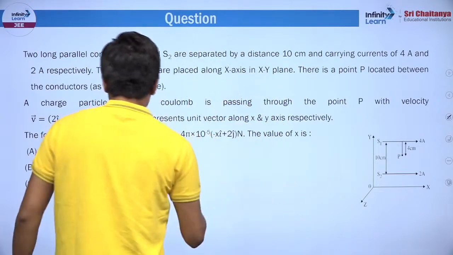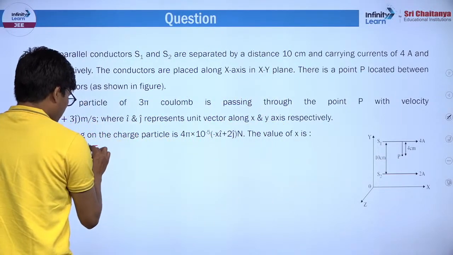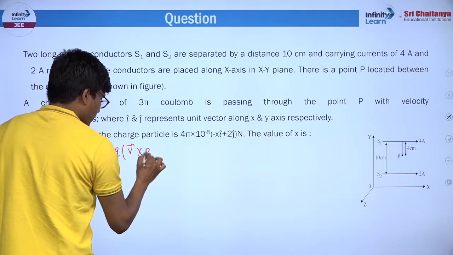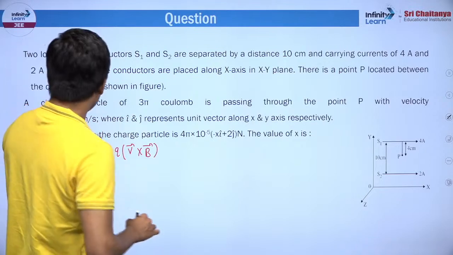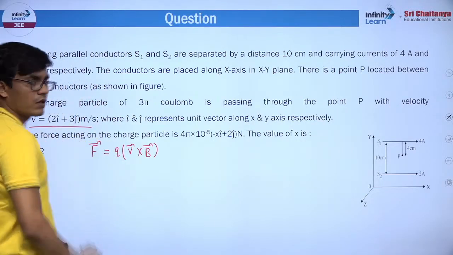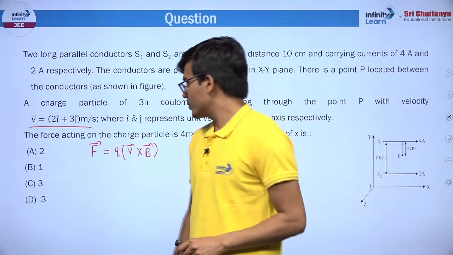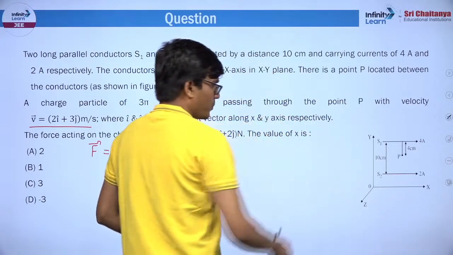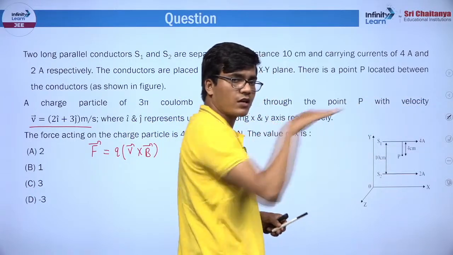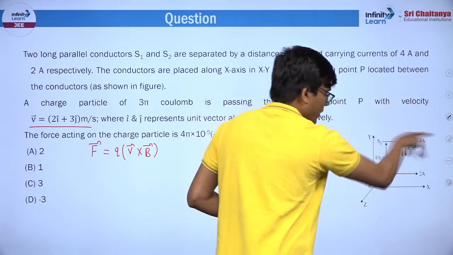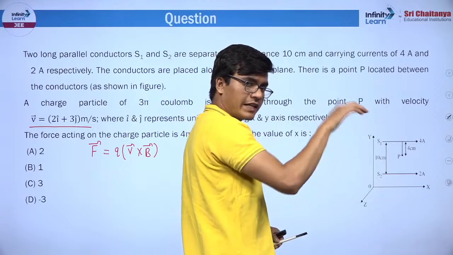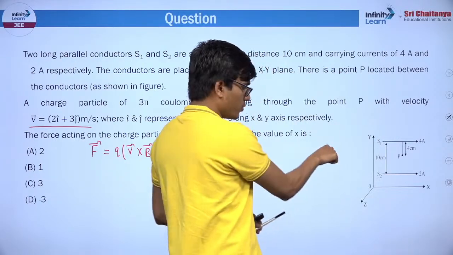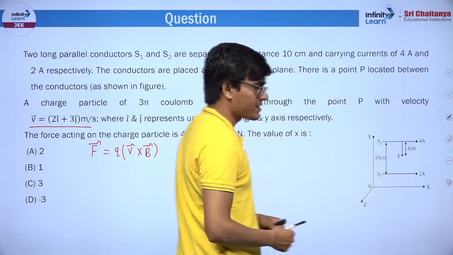If any charge is in a magnetic field, then you can calculate the force by this formula. Velocity is also given to you. So you just need the B vector at point P. If you see this wire, the 4 ampere wire, this is dl and dr is downward. So dl cross r is in the inward direction. That inward has to be minus k cap.